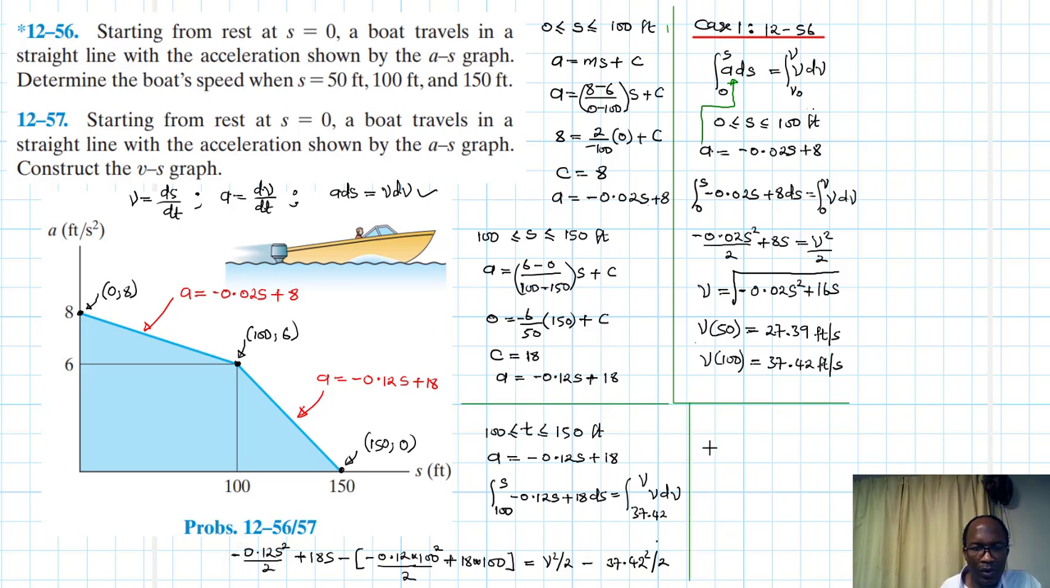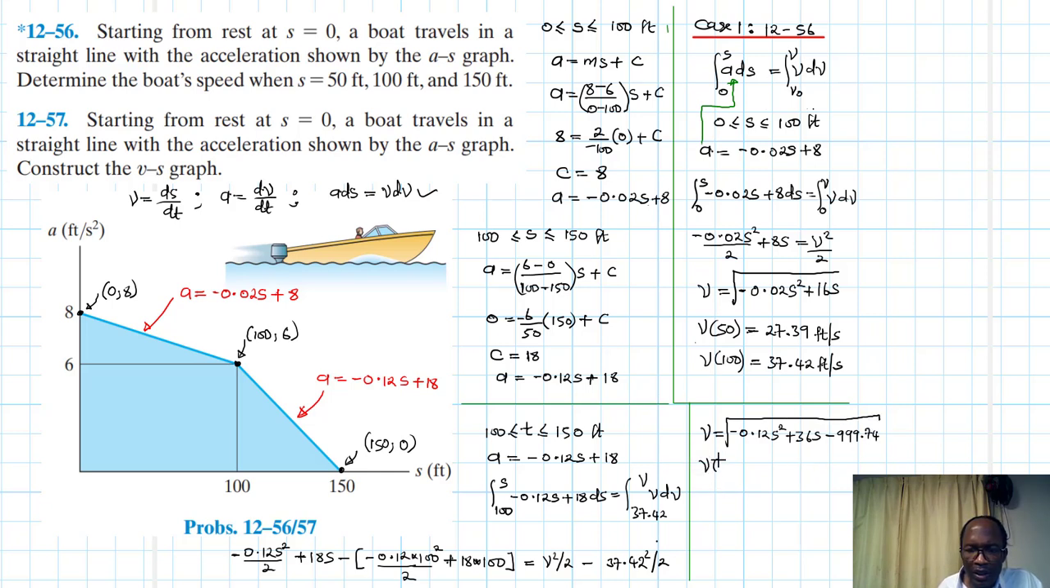Alright, so we have v equal to the square root of minus 0.12 s squared plus 36s. Let's work out the other one: 0.12 by 100 squared divided by 2, then minus 18 by 100, then plus 37.42 squared divided by 2, then by 2. So this becomes a minus 999.74, and everything is in a square root.